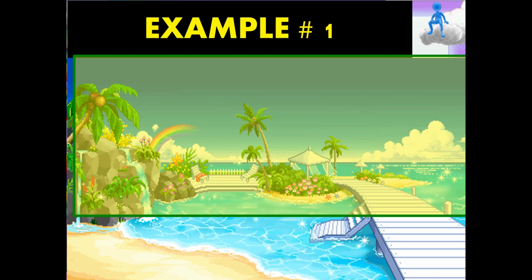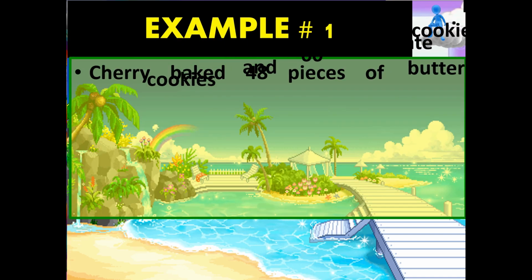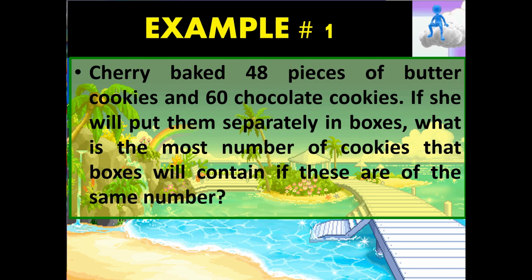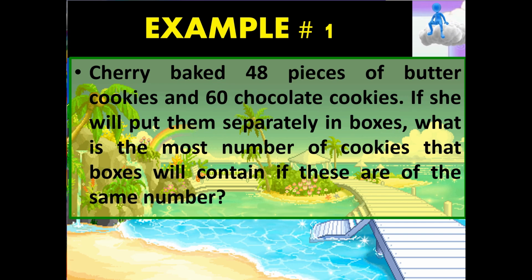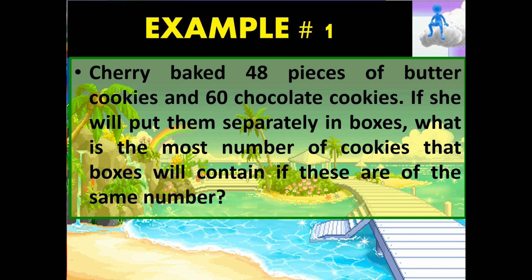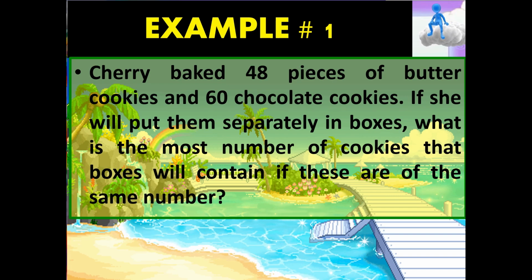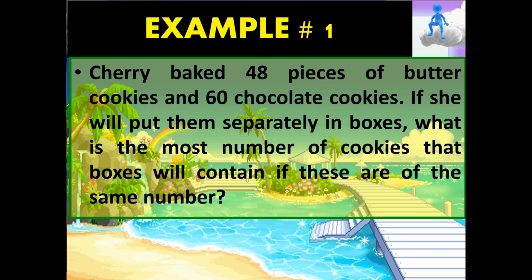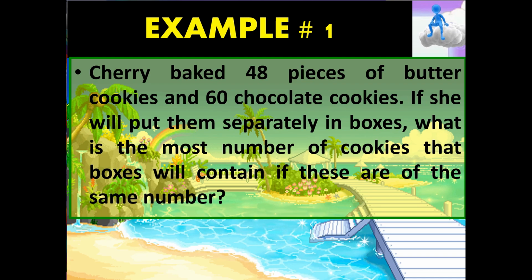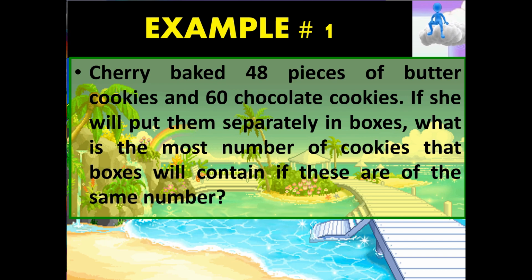Let's have our first example. Listen as I read the given problem. Cherry baked 48 pieces of butter cookies and 60 chocolate cookies. If she will put them separately in boxes, what is the most number of cookies that the boxes will contain if these are of the same number? Now, let's read together. Cherry baked 48 pieces of butter cookies and 60 chocolate cookies. If she will put them separately in boxes, what is the most number of cookies that the boxes will contain if these are of the same number?